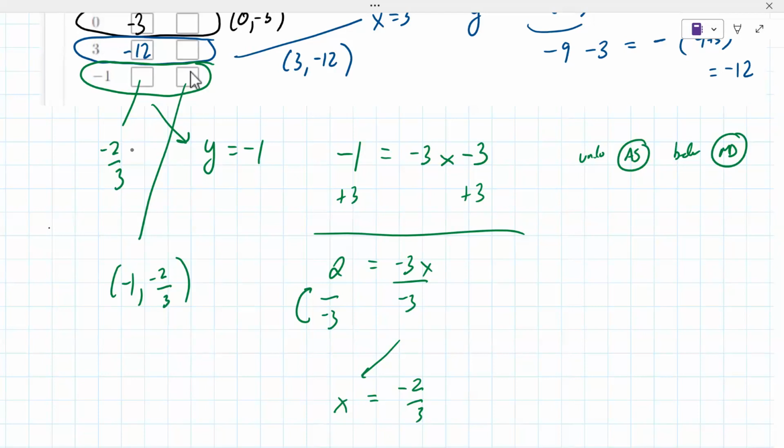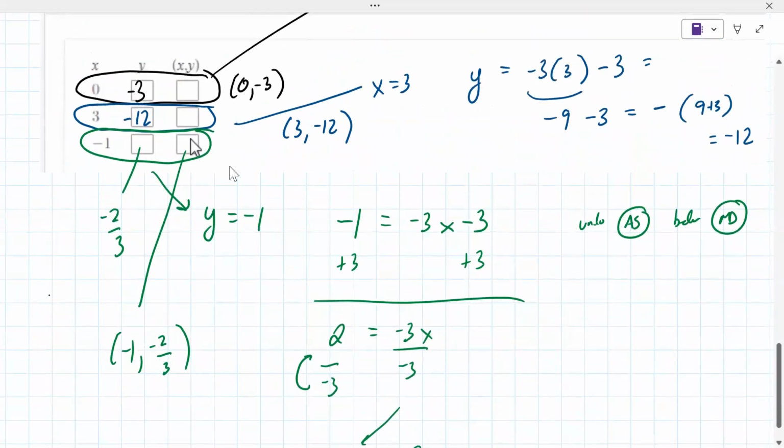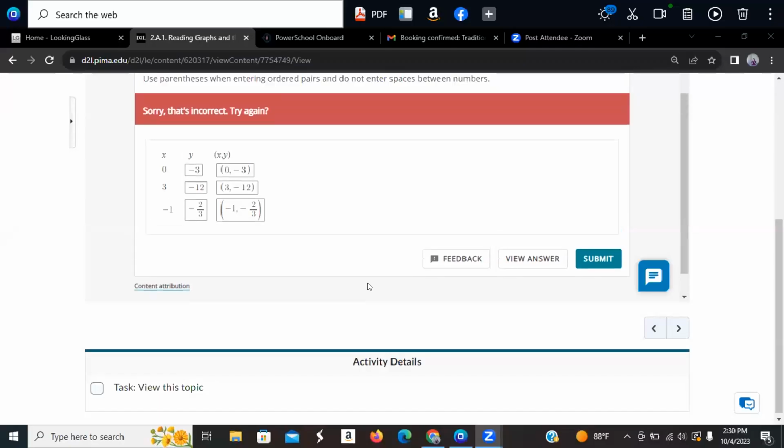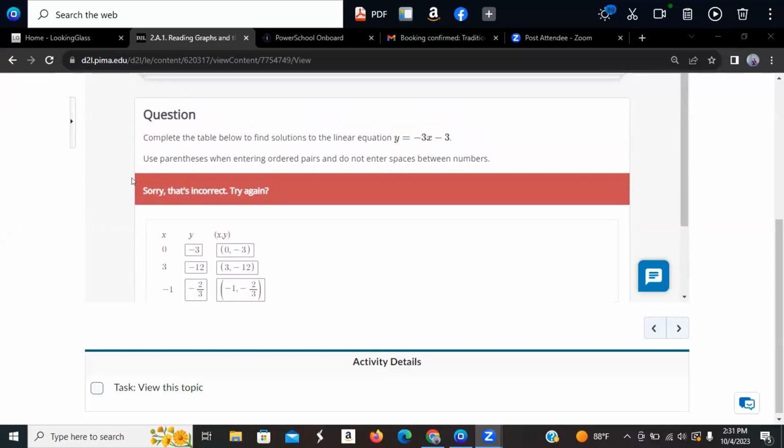It's saying it's incorrect. Yeah, go ahead and let me see your screen so I can see what you're entering. All right, so -3, 0, -3, 3, -12. Could you just scroll up just a tiny bit so I can see the equation one more time? All right, x is 0, y is -3. It said no spaces. I don't know if that matters. When x is 3, that looks okay.